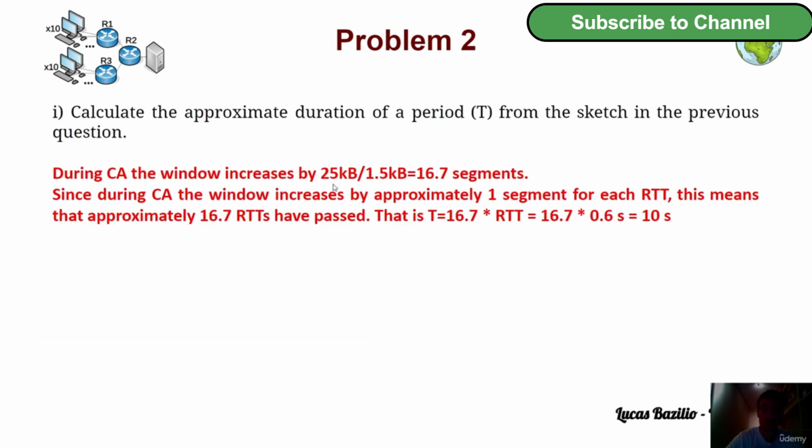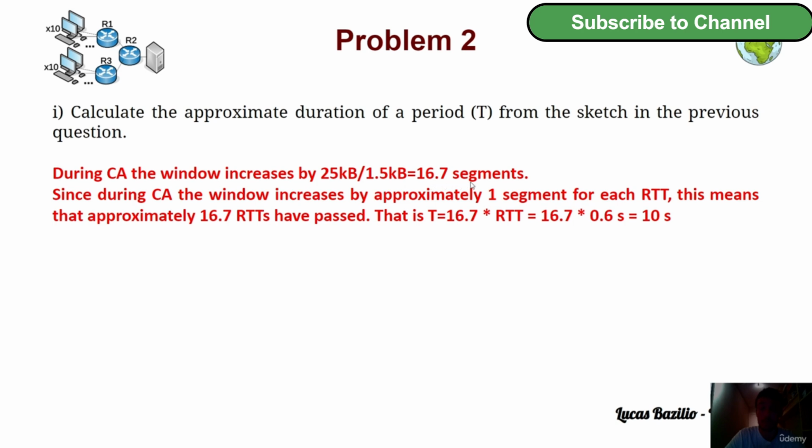And so we divide this difference, 25 kilobytes, by the maximum segment size. Remember that one maximum segment size is 1500 bytes. This is the same as 1.5 kilobytes. Since we have the numerator and the denominator in the same unit, we can simplify, and so now we have the value in segments. If we divide 25 by 1.5, this gives us 16.7.